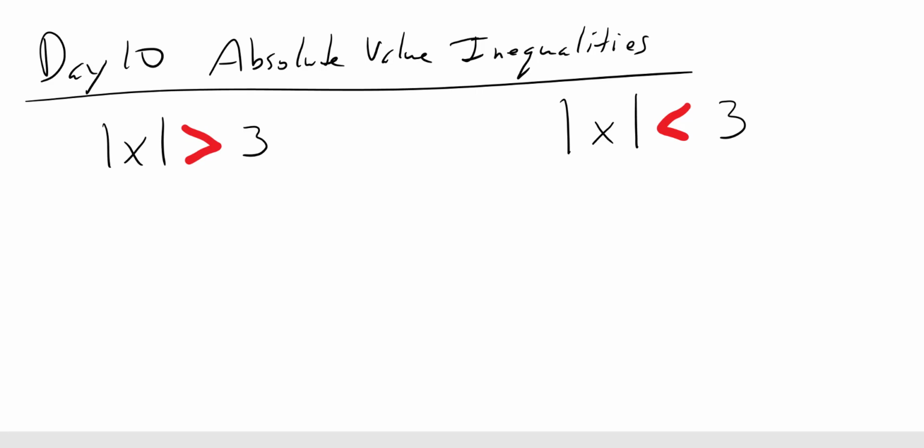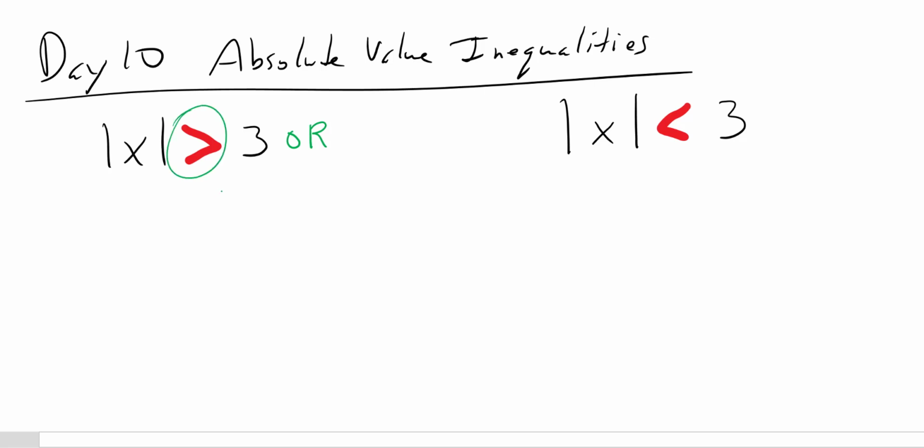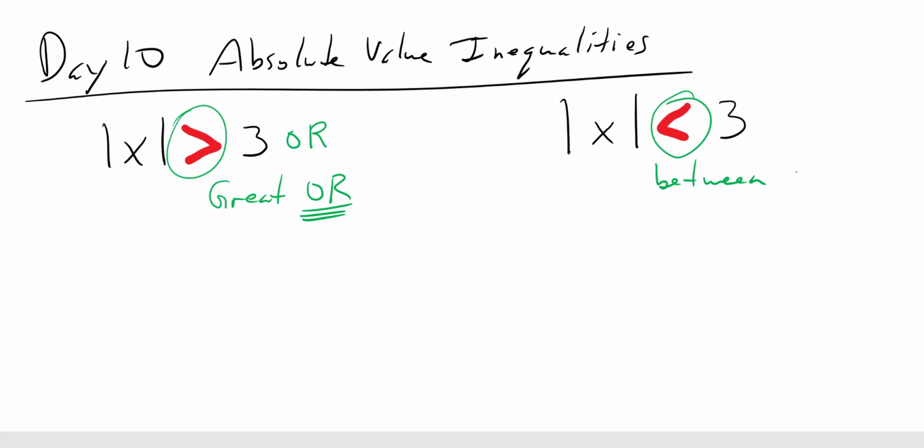First of all, let's talk about what each of these are. This first one with the greater than 3, we call this an OR problem. Got to remember that. If it's a greater than symbol, it's an OR problem. If it's a less than symbol, we're going to call this a between problem. That's the first thing you got to know.